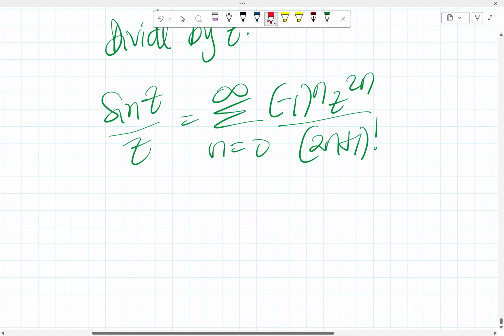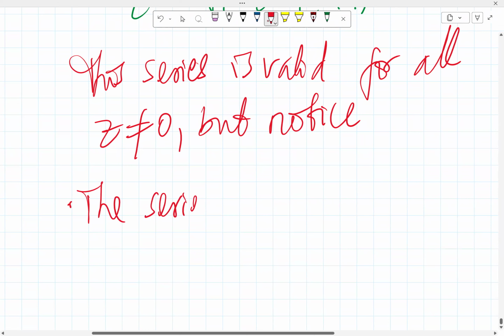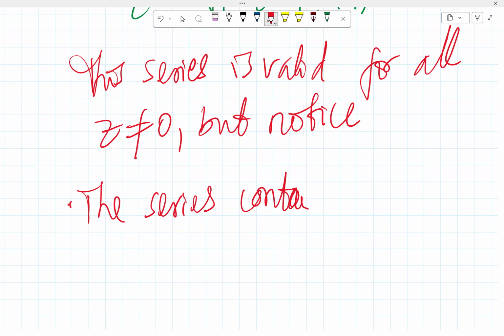So at this point now we can then say this series is valid for all z that is not equal to 0. But you notice that first of all, the series contains only non-negative powers of z, as you can see there.